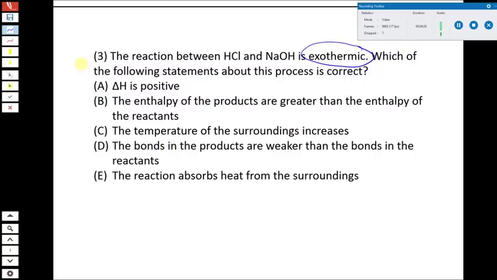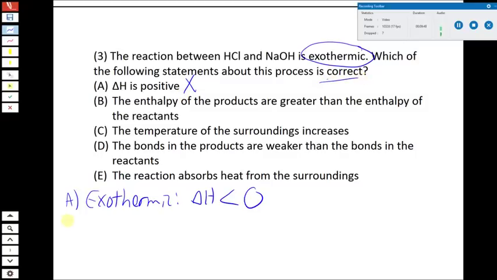All right, so we're going to think about these answer choices one by one. So choice A, delta H is positive. So if it's an exothermic reaction, what would be the sign of delta H? Negative. So that one's wrong, because delta H should be negative for any exothermic reaction. So that's not going to be our answer choice. We're looking for the correct statement here.